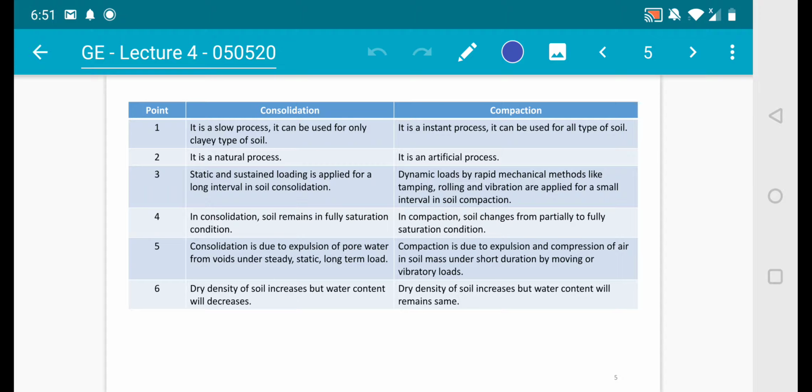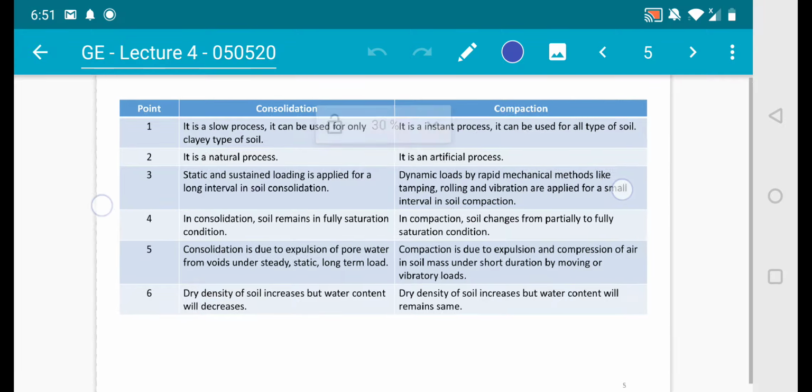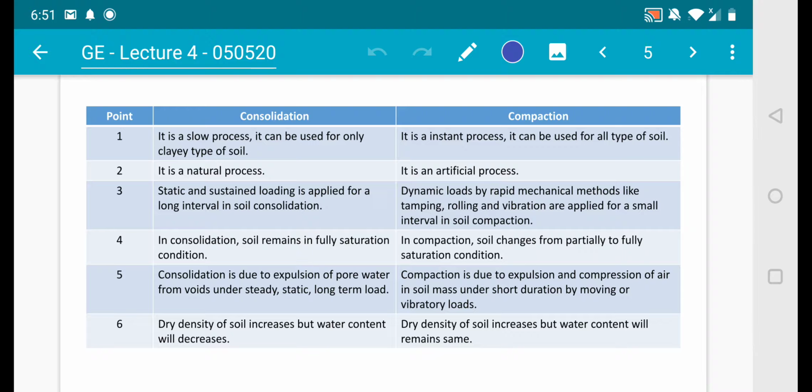Before we move into compaction, let's make a simple comparative study between soil consolidation and soil compaction. Point number one: if you look at the previous slides on consolidation, it is a slow process and it is used only for clay type of soil. On the other side, compaction is an instant process. It can be used for all types of soil. Second, consolidation is a natural process, and compaction is an artificial process.